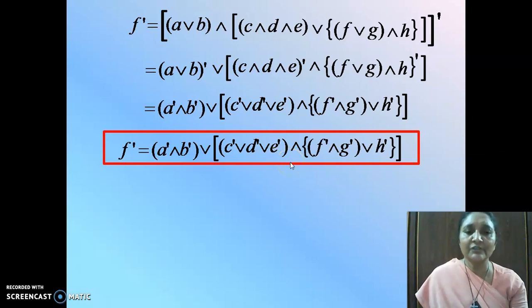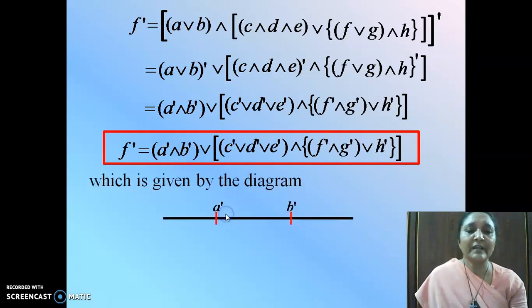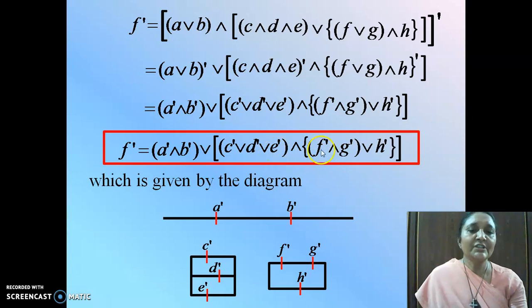Now we have to draw the circuit for this function. A dash and B dash are connected in series because of the meet operation. So you have the diagram in series, and this is again connected in parallel with this function. Your C dash, D dash and E dash are connected in parallel because of the join operation. And again your F dash meet G dash are connected in parallel with H dash, where F dash and G dash are connected in series. So you have the function. These two functions are connected again in series. So we have the entire circuit.